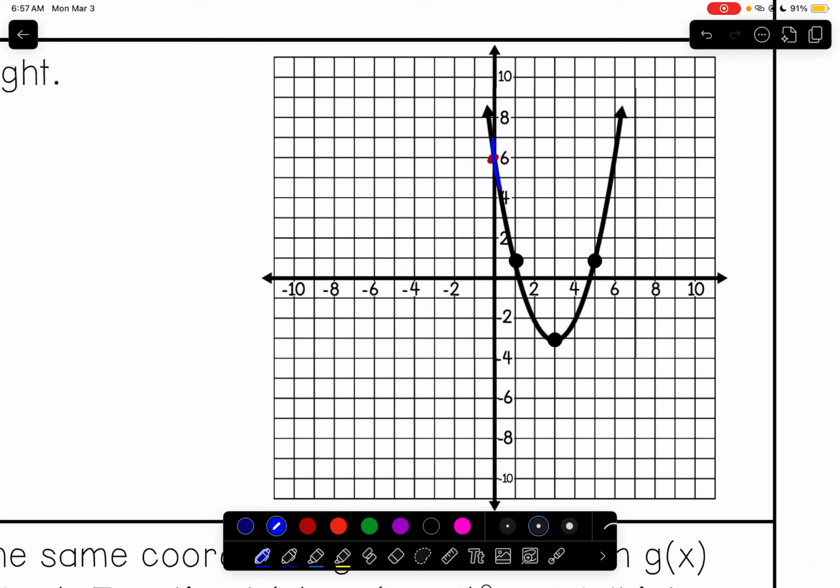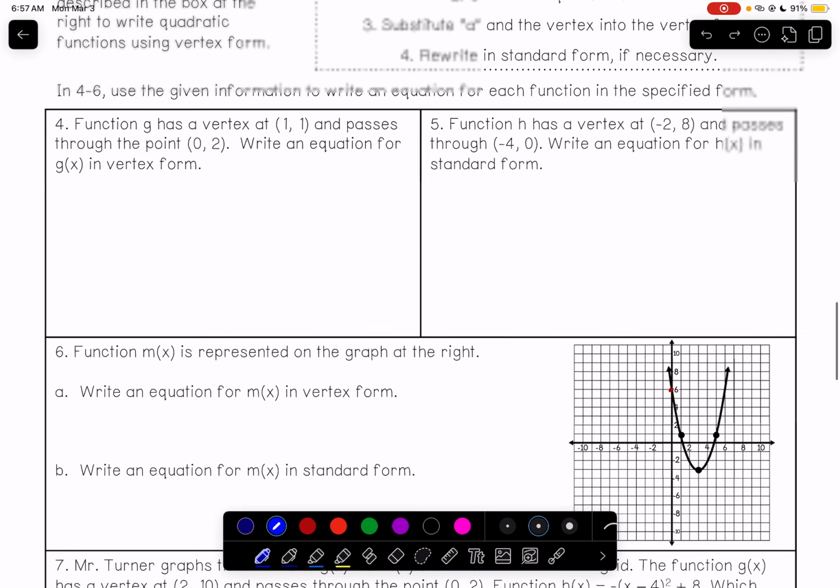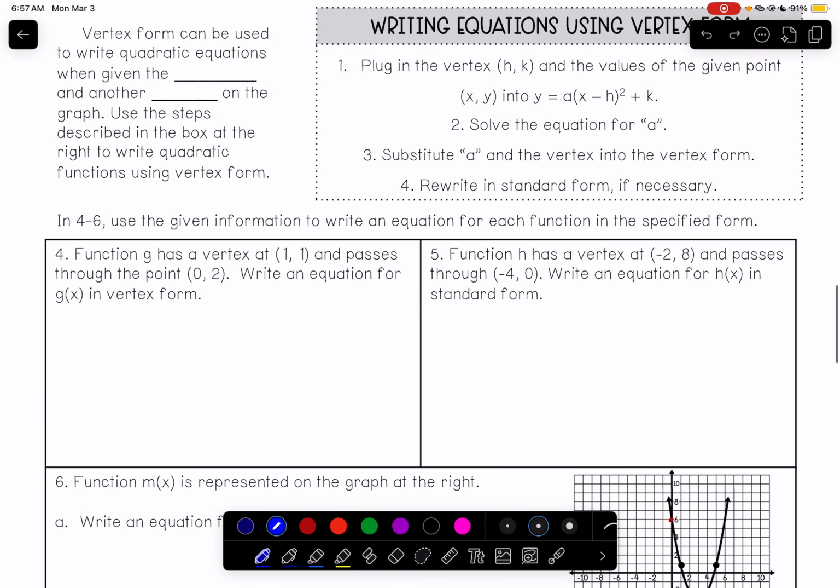We can know that A is positive because it's concave up, but do I know if it's positive 1 versus positive 2 or positive 2.2? No. So vertex form we can find exactly, and then we can convert that to standard form if it wants us to find standard form.